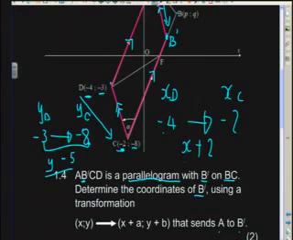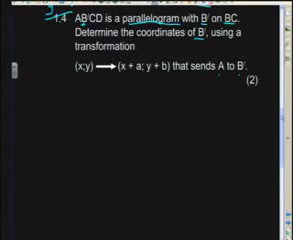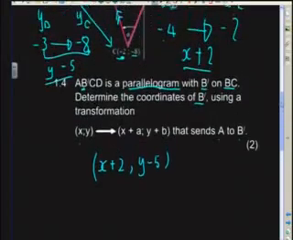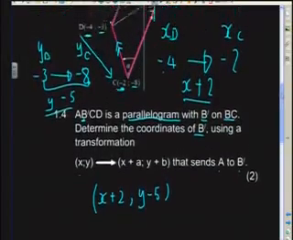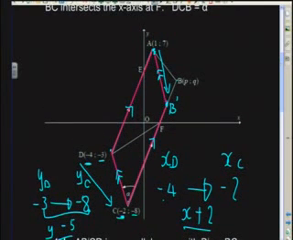The transformation on X is X plus 2. So therefore, we know the rule that is going to take us from XY to the next point is going to be X plus 2, Y minus 5. That's what we're going to use to give us the coordinates of B prime, because now we know that A is 1.